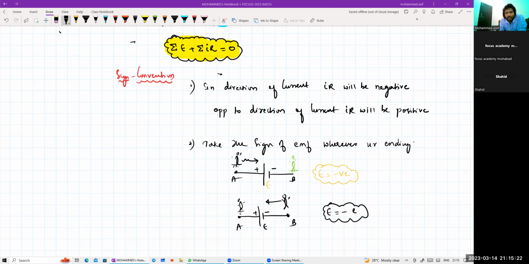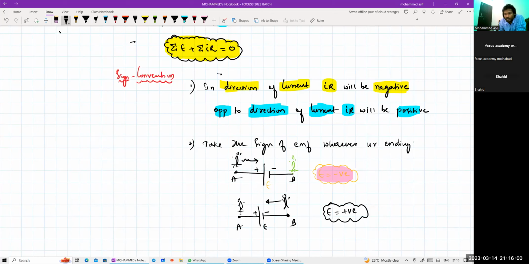चलिए बेटा, सेकंड कन्वेंशन क्या था? In the direction of the current, I into R will be negative, ठीक है ना? Opposite to the direction of the current, I into R will be positive. Then when battery is coming बेटा, E will be negative, जहां पर एंड हो रहा है वहां पर, and E will be positive, ये पॉजिटिव होना चाहिए, this will be positive.